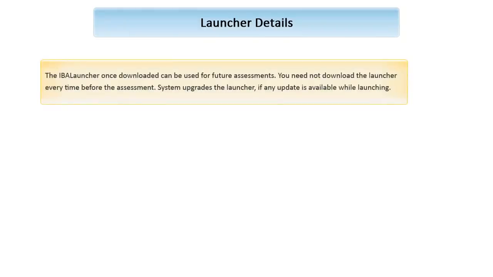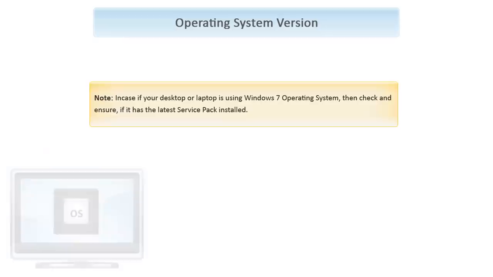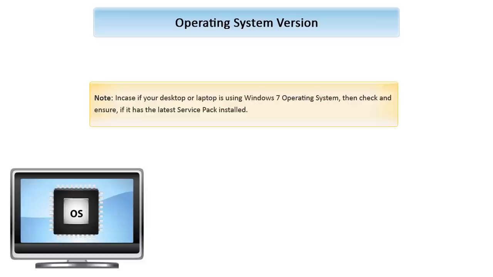Launcher details. The IPA launcher, once downloaded, can be used for future assessments. You need not download the launcher every time before the assessment. System upgrades. The launcher updates, if any update is available, while launching. Read the details of the operating system and supported browsers for the iLeon application, as shown on the screen. In case your desktop or laptop is using the Windows 7 operating system, then check and ensure it has the latest service pack installed.